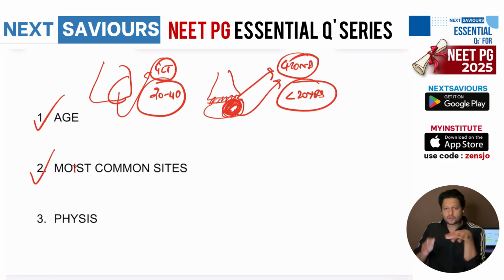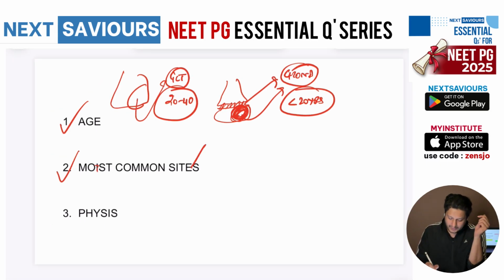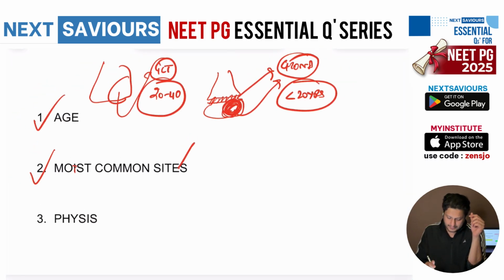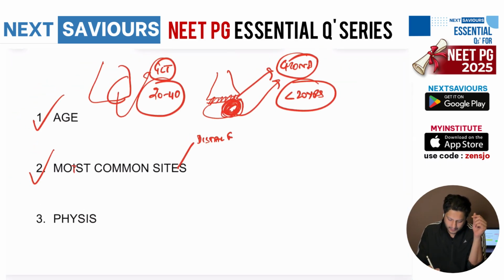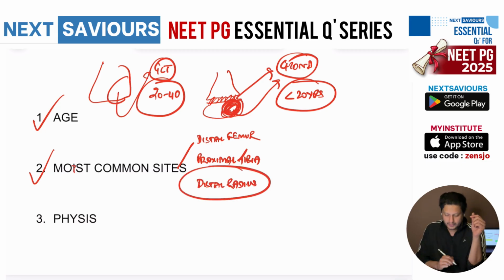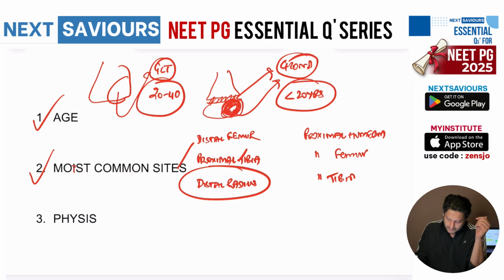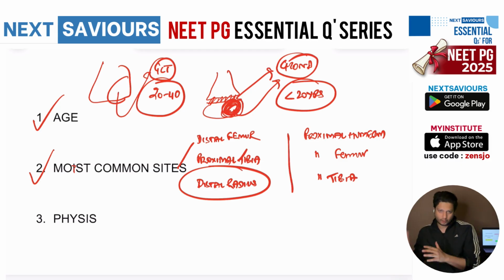Second is, what are the most common bones to be affected by these particular tumors? The most common site to be affected by the giant cell tumor obviously is the distal femur. After that, there is proximal tibia, and finally, the distal end of the radius. This question has also been asked multiple times: in the upper limb, which of the following is the most common site to be affected by giant cell tumors? While for chondroblastoma, the most common sites are the proximal humerus, after that the proximal femur and the proximal tibia. So these are the commoner sites to be affected by chondroblastoma.